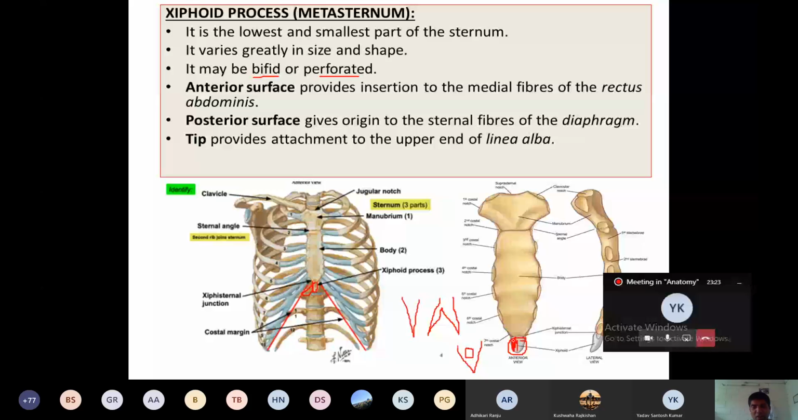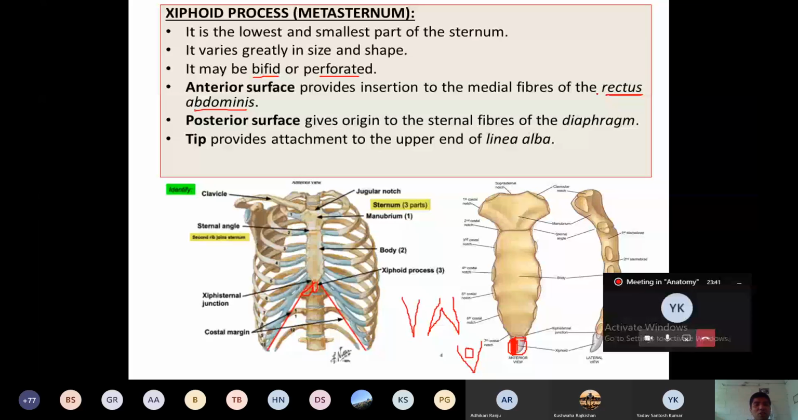Now, some of the fibers will attach here onto the anterior surface of the xiphoid process. So which muscle do you have to remember? Rectus abdominis. Here you have to remember this is an attachment or special feature of the xiphoid process.